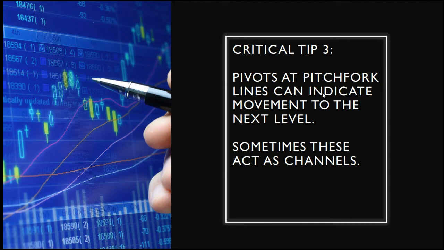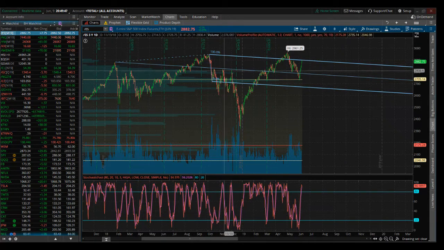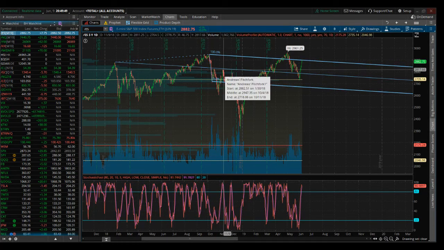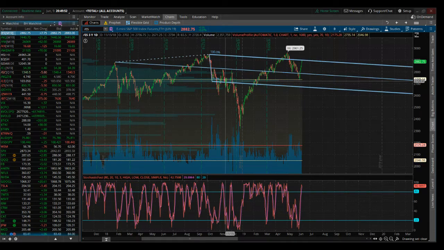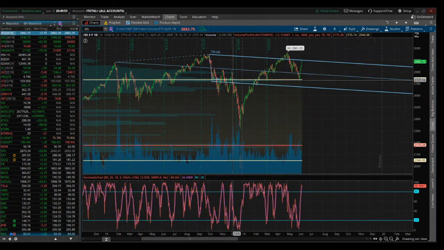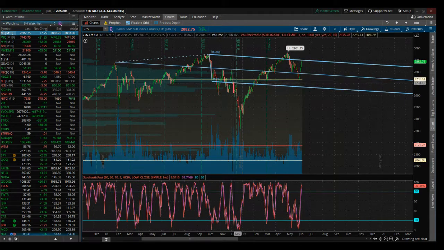Pivots at pitchfork lines can indicate movement to the next level of a pitchfork, and so sometimes these act as channels. You can see here, we got to this median line here, so that showed that this pivot here might go to the next level down. Again, same here, it might go to the next level down. You can see pitchfork breaks are also significant, and they retest them just like a channel.